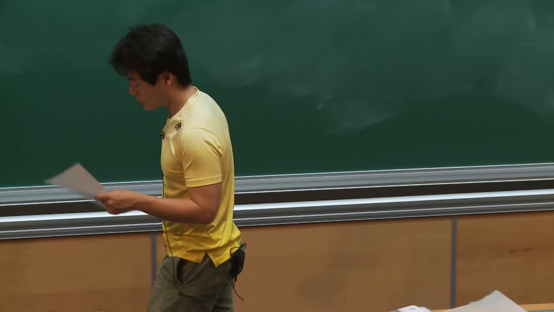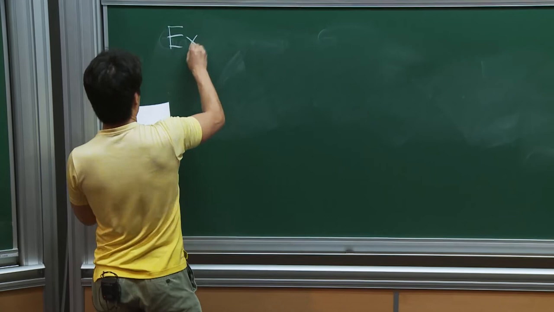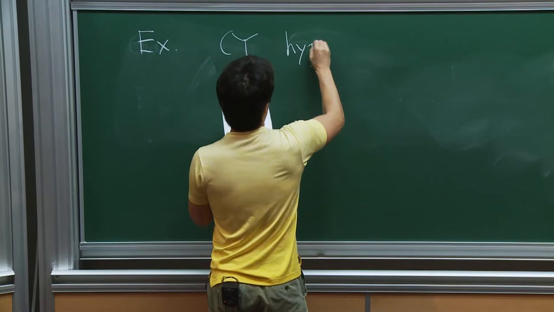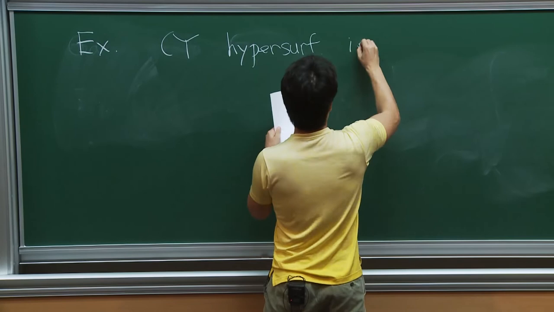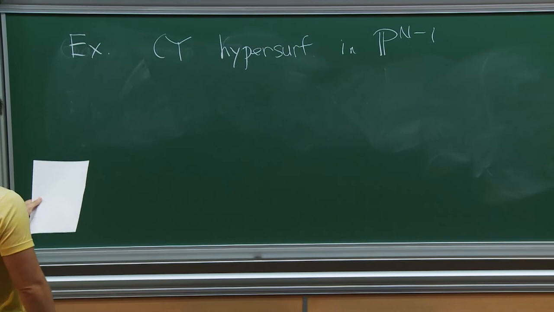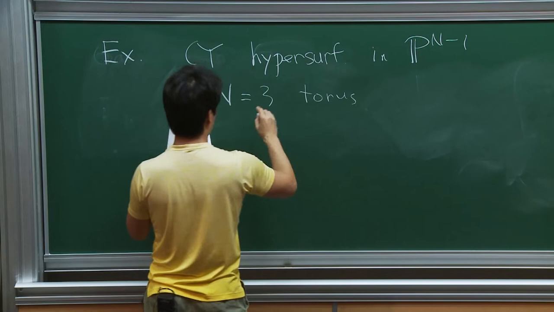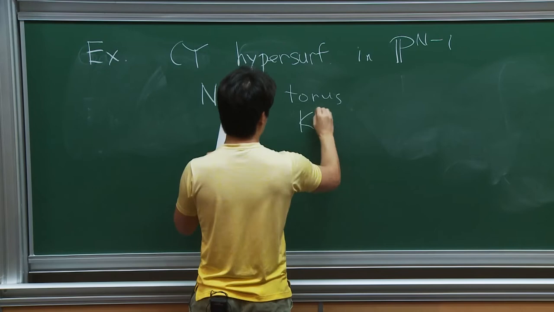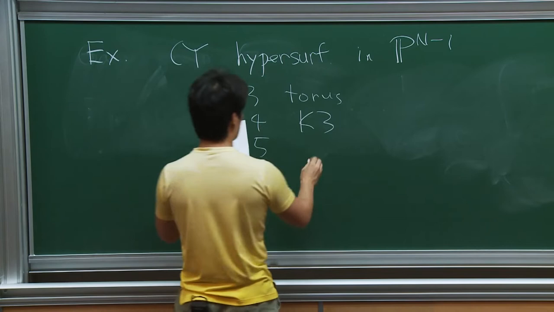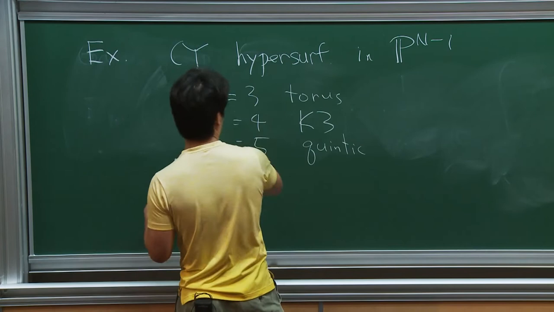Yeah, so I want to discuss an example, which is a Calabi-Yau hypersurface in projective space P^(n-1). So this is important. If n is 3, this space is a torus, so an elliptic curve. If n is 4, this is a K3 surface, a polarized K3 surface. If n is 5, this is a quintic Calabi-Yau. So you see that this is an important example.